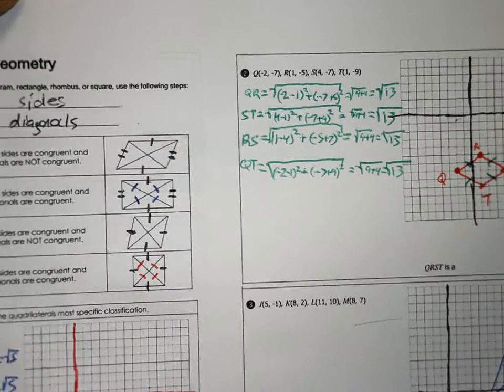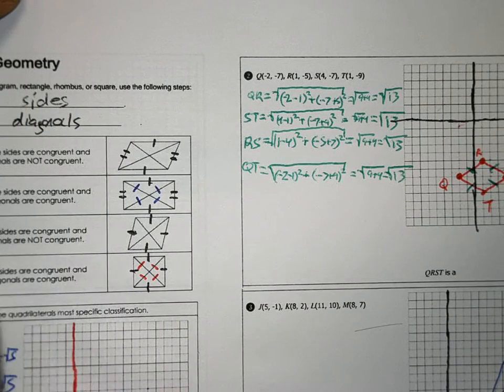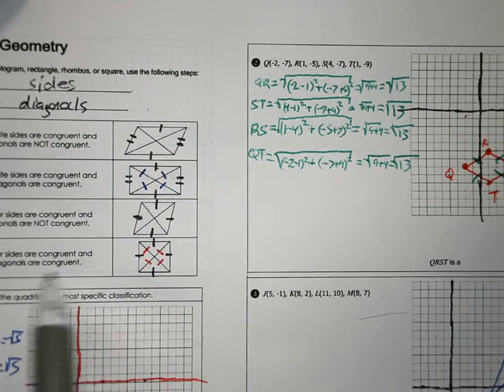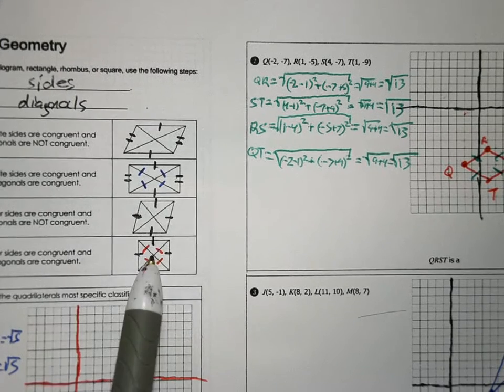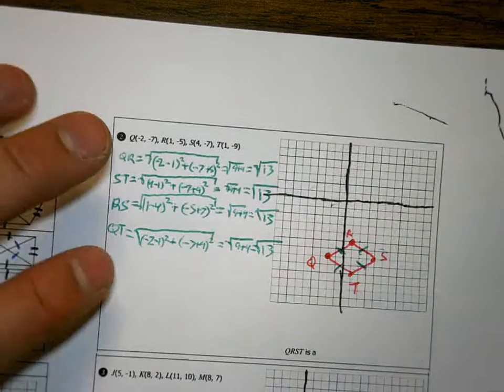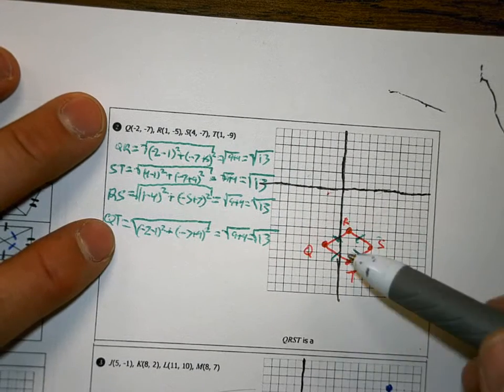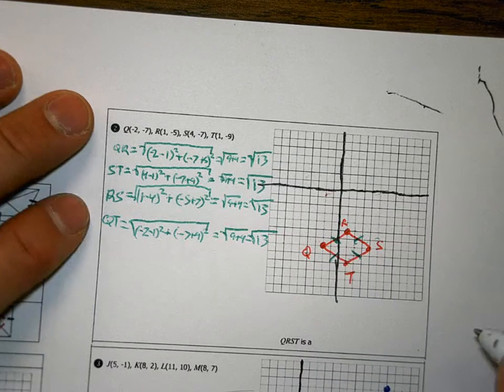So if you look to the left, let's check back. All 4 sides are congruent, diagonals are not congruent, that's a rhombus. All 4 sides are congruent and diagonals are congruent, that's a square. So we need to check those two. So let's check the diagonal QS.